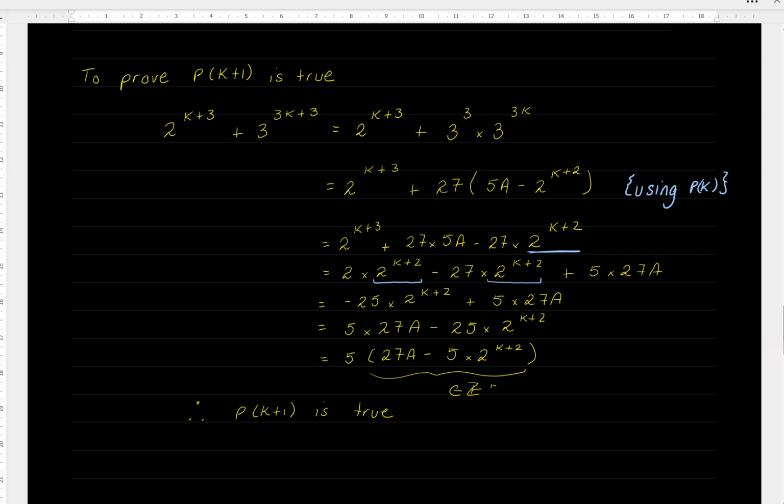But the trick here is separating your expressions. So know that you can separate 2 to the k plus 3 to be 2 times 2 to the k plus 2, because when you times by the same base, you add the powers. And why did I choose that? Why didn't I write that as 2 cubed times 2 to the k? Well, the other term that I had wasn't 2 to the k, it was 2 to the k plus 2. So look at each of the terms that you have, and that will tell you where to go with that.